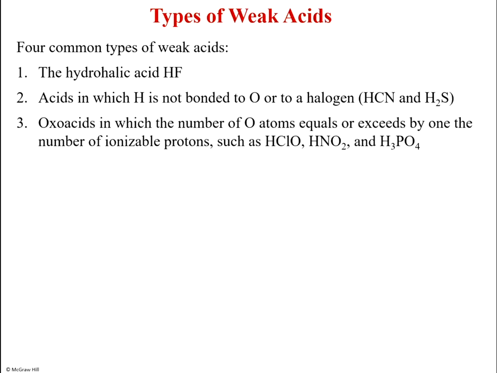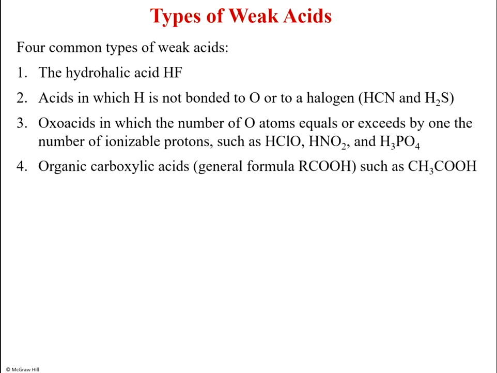And then we have oxoacids when the number of oxygen atoms equals or exceeds by 1 the number of ionizable protons, such as hypochlorous acid, chlorous acid, nitrous acid, phosphorous acid, any of the -ous acids, and organic carboxylic acids of the general form RCOOH, such as acetic acid. There are many other types of weak acids, but these are the common ones that you will encounter in our course, and subsequently, these are the most common ones you will encounter in the future.